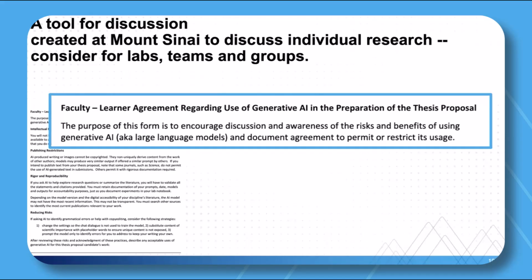While we understand that this document does say thesis proposal, what is in the document is applicable to other situations outside of the student-professor relationship, and you can amend this document to fit your needs or create your own.